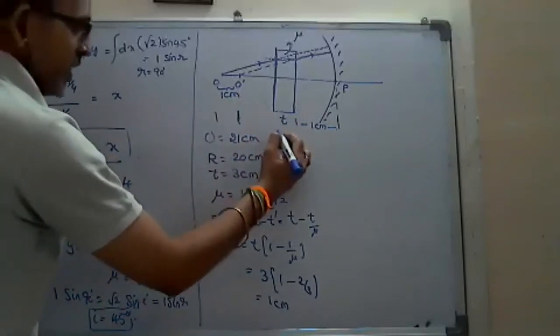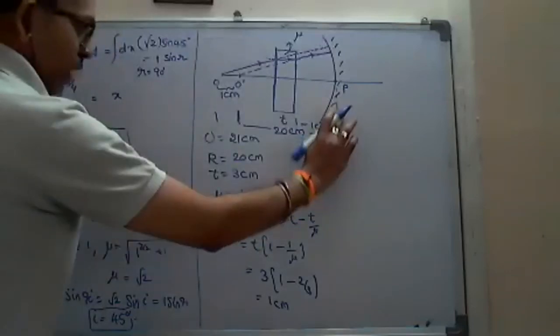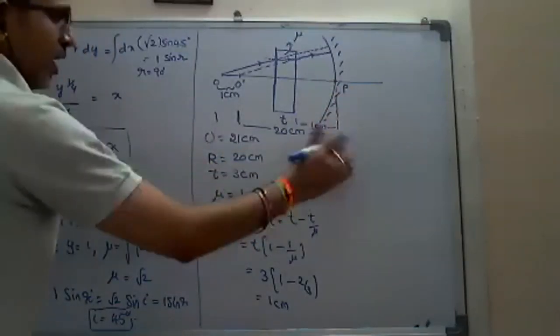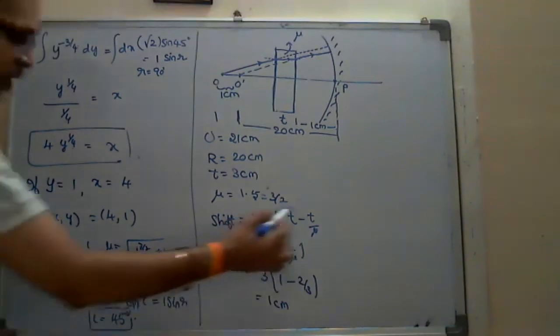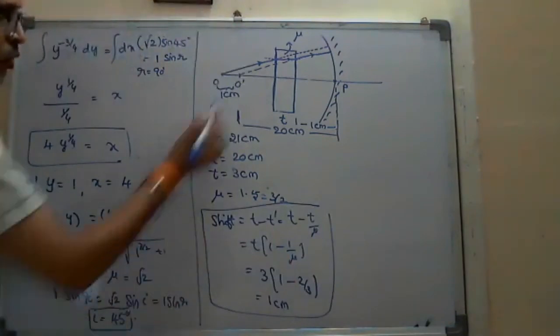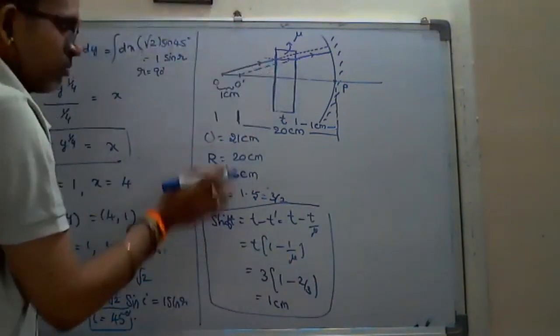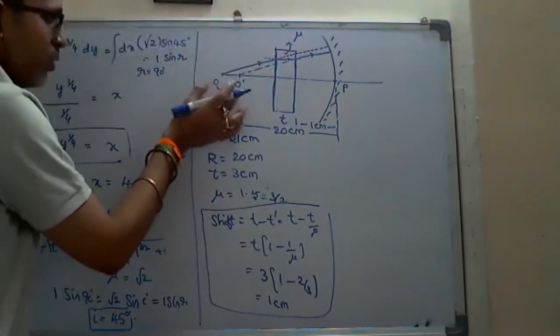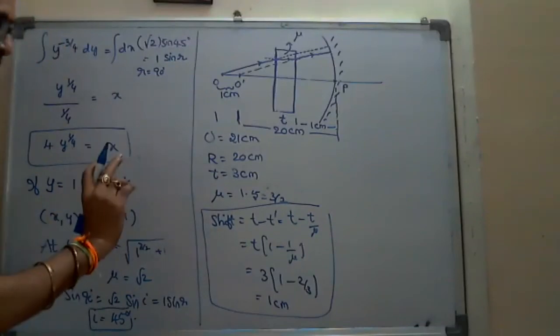21 minus 1 is equals to 20 centimeters. So while solving this type of numerical, we should not take the object distance as 21. We have to take the object distance as 20 centimeters after finding out the shift here. And that too, from the diagram, it is shifting towards. Don't put 22. If you feel that it shifts away, don't write 22. It is 20 only. 21 minus 1, not 21 plus 1.